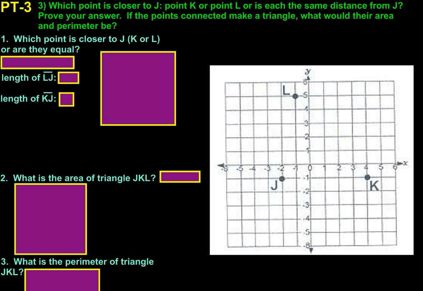So we have a lot going on in this question. Let's break it down. We can see there are 3 individual questions within this larger question. The first question is which point is closer to J? Is it K or L, or are they equal?